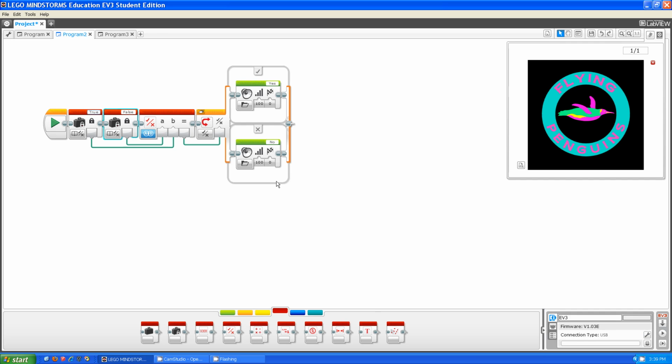If I change one of them to false and then download and run, no. As you could hear, it said no because it didn't give out a true reading.